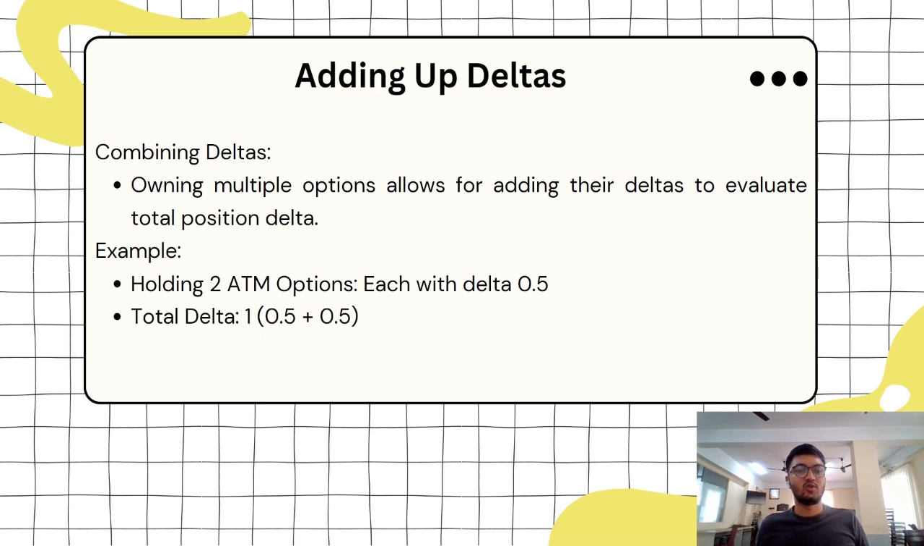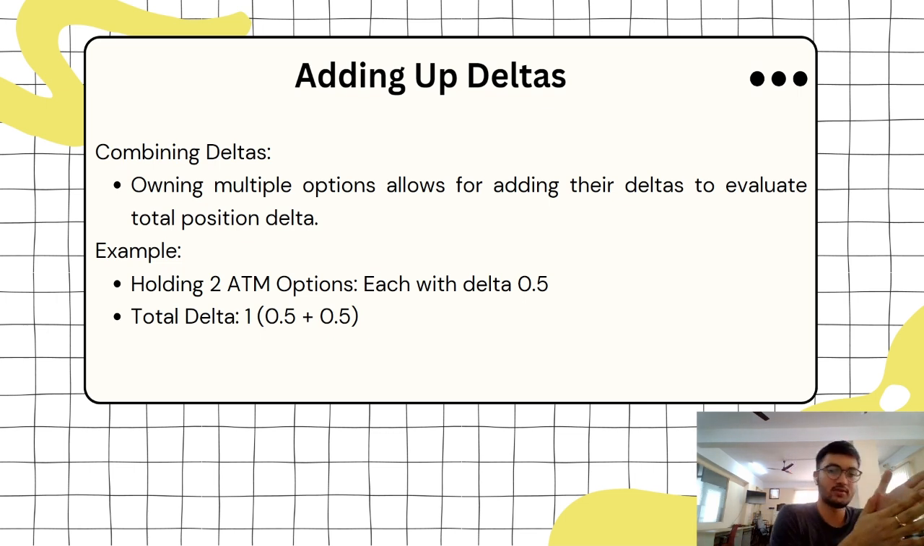So assume you have two ATM options. Both will have 0.5 delta. So 0.5, 0.5 delta, so the total delta will be 1. So every 1 rupee change in the underlying will result in actually a 1 rupee change in your premiums, and you're only talking about the delta.